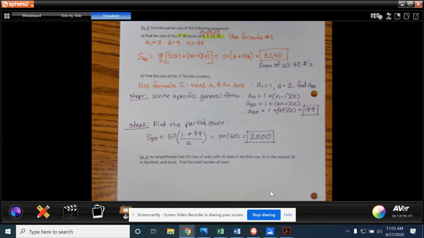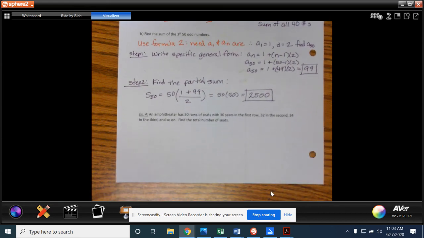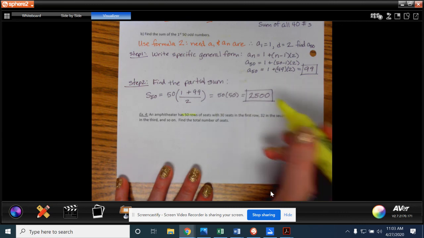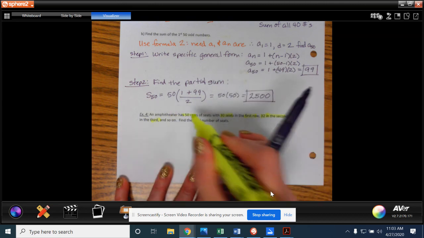So let's go to a word problem. Yes, final application. Here we go. An amphitheater has 50 rows of seats with 30 seats in the first row, 32 in the second, and 34 in the third, and so on. So find the total number of seats. Total number of seats means the sum. And let's write down what we know. We have 50 rows of seats with 30 in the first, 32 in the second, and 34 in the third, and continue.